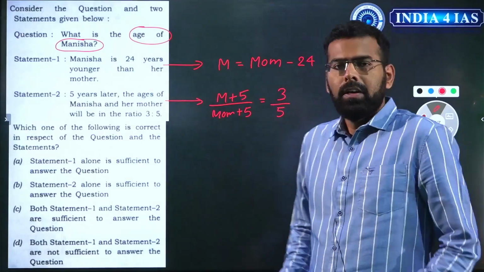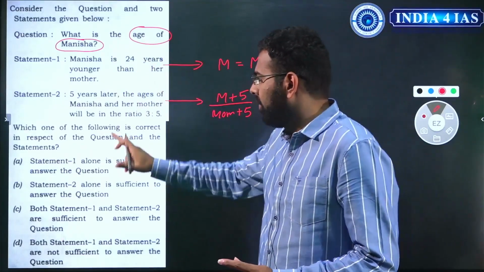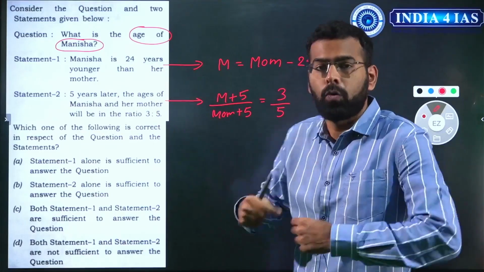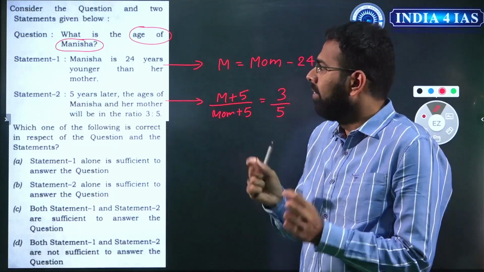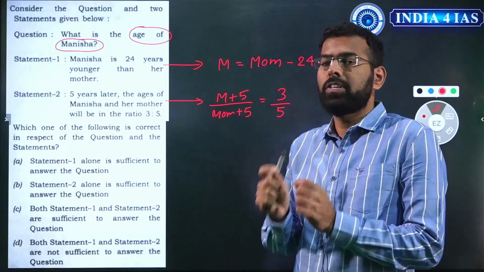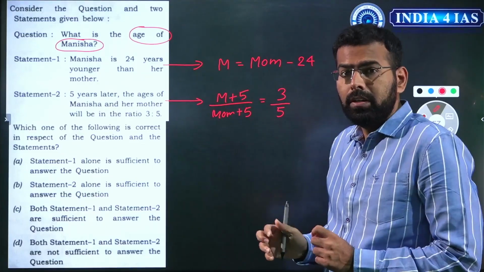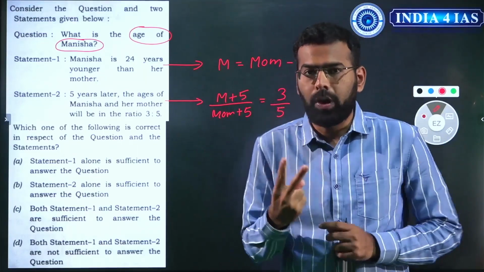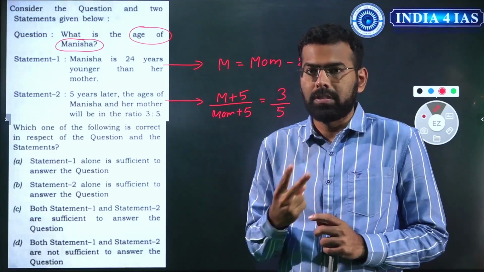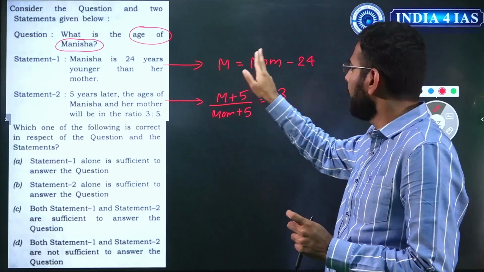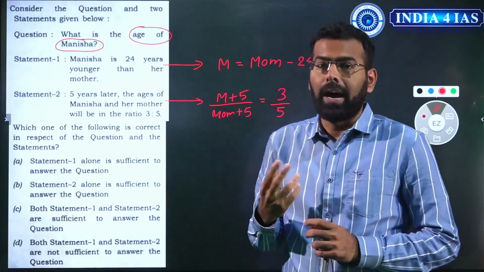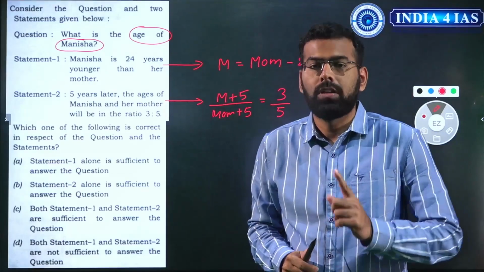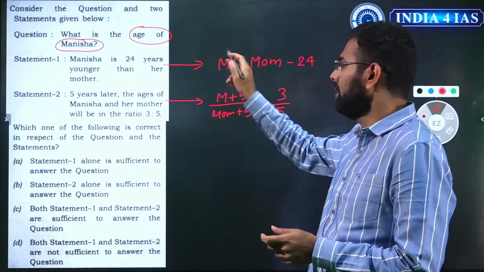In this kind of question, which we call data sufficiency questions, there is no need to solve the question. What they are asking is whether you can find out the age of Manisha with these two equations or not. In maths, remember always, if you have two equations and two variables, Manisha's and mom's age being the two variables, then you can definitely solve that question. So definitely you can find out the age of Manisha.